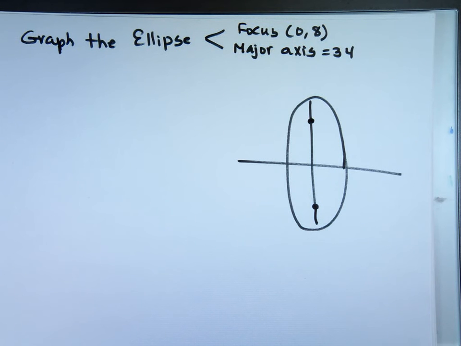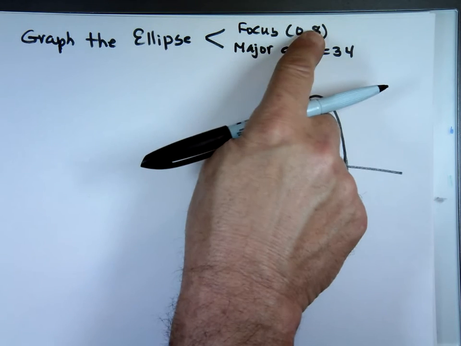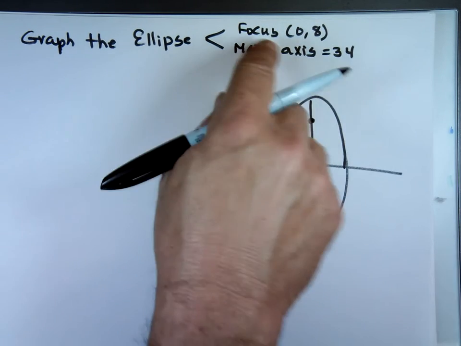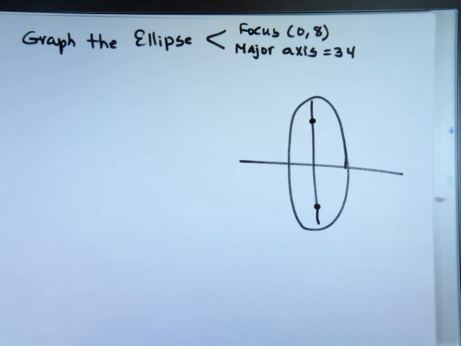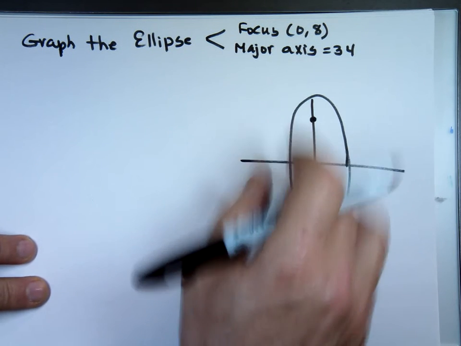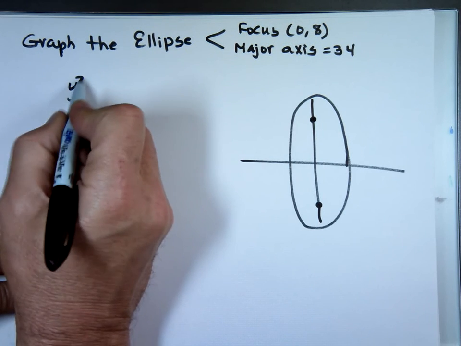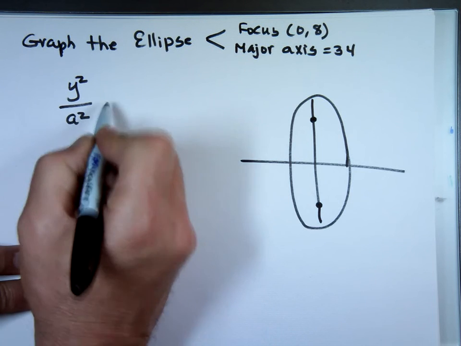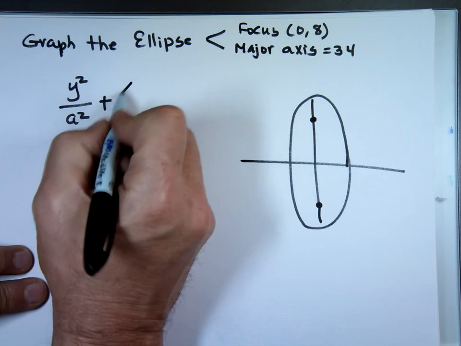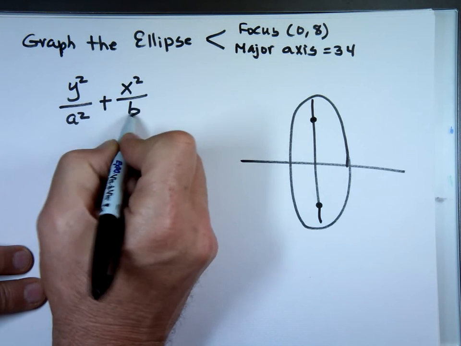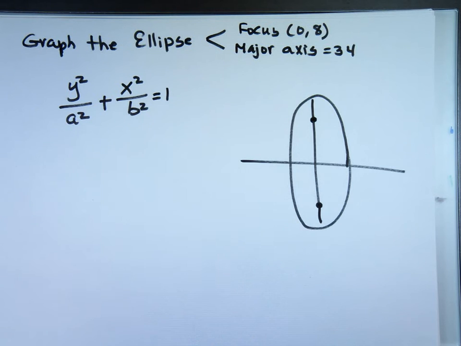If the focal point is on the y-axis, the graph is up and down. If the focal point is on the x-axis, the graph goes horizontally. So if it was 8, 0, it will be this way, correct. So that means the equation for that is y squared over a squared plus x squared over b squared equals 1. That's what the graph is going to be, just from knowing the focal point.